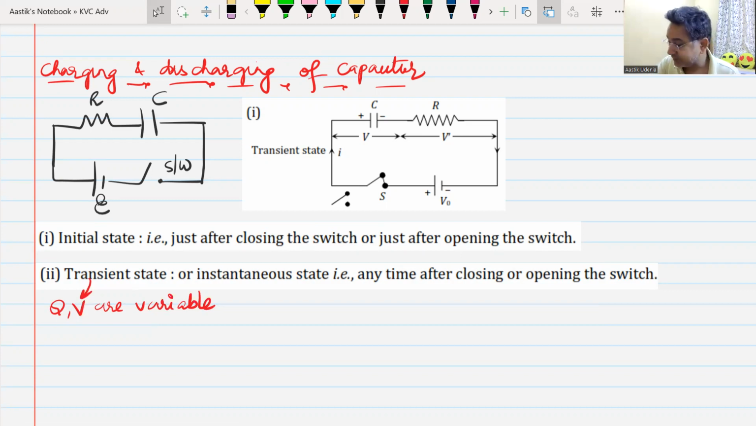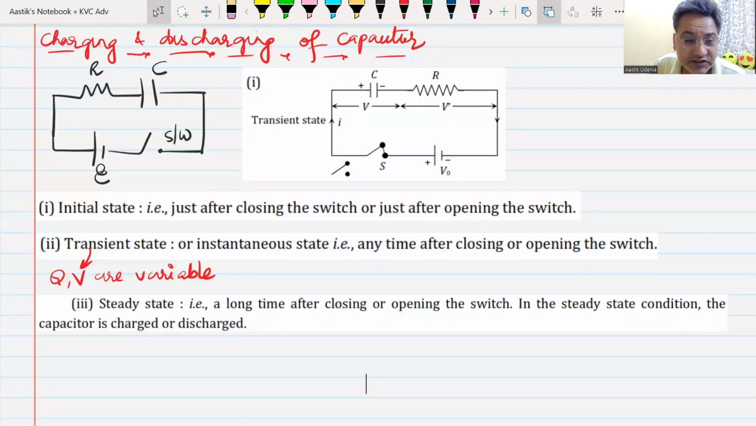Then the third state, and this is the state up till now what we were studying, is known as the steady state. In this steady state, what happens, my dear friends? The charge on the capacitor becomes constant. The potential difference across the capacitor plate also becomes constant. This state, my dear friend, is known as the steady state.